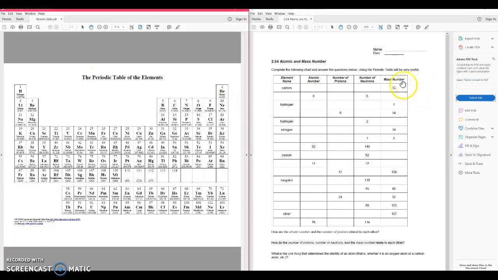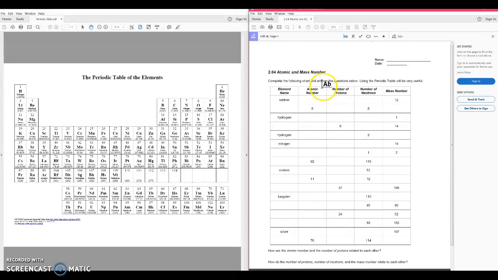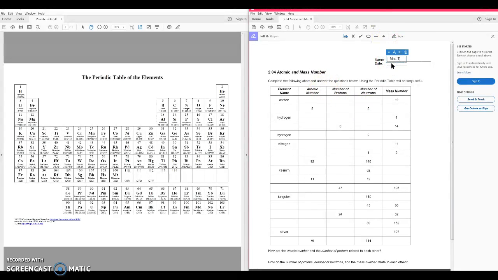So for today's purposes, I'm going to need both of these documents, and I'm going to use my fill and sign tool in Adobe Reader to get my worksheet started. I'll go ahead and put my name on my worksheet, and I will start by reading our directions. It says to complete the following chart and answer the questions below. Using the periodic table will be very useful. I mentioned this purposefully to remind you that you need the periodic table in order to find this information.